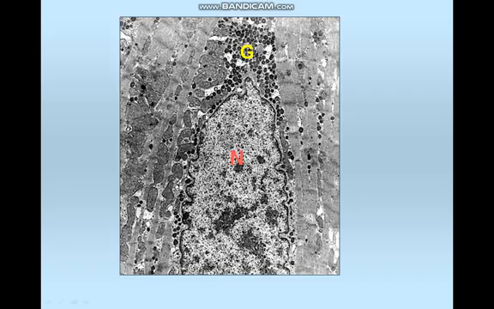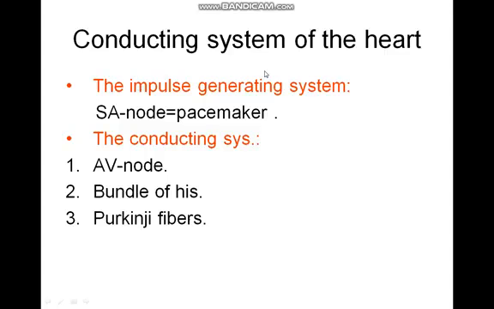In this figure we can see an electron microscopic figure of the cardiac myocytes. At the atria we have the nucleus, and we have these granules, which are the site of natriuretic factor, which is a polypeptide found in the sarcoplasm.